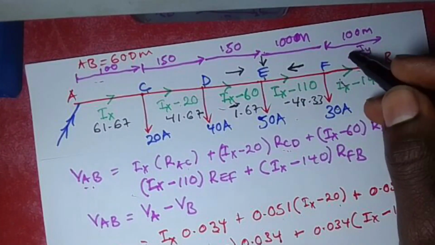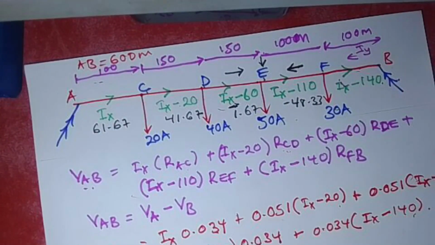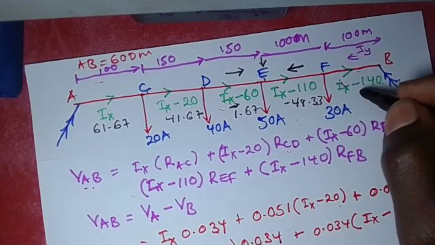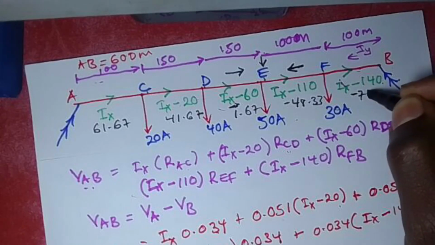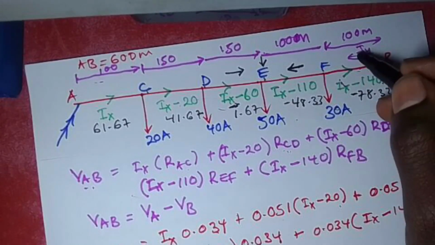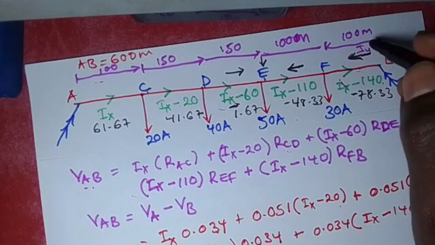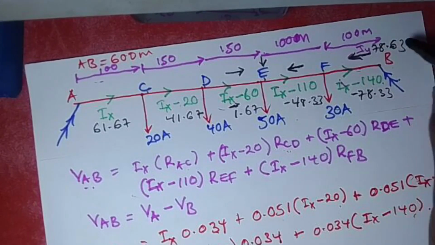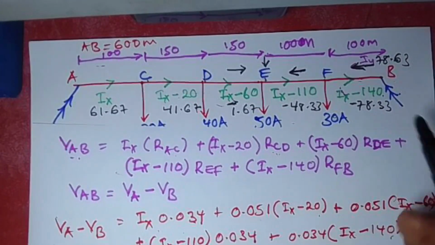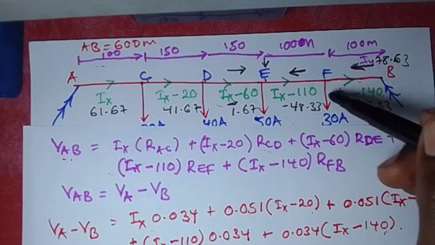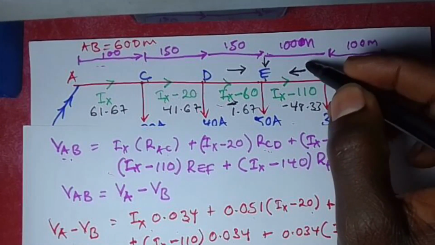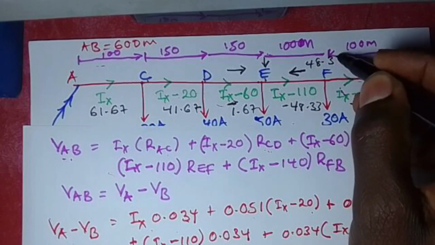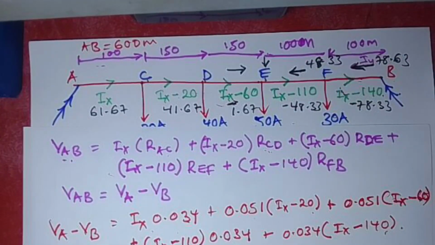Then similarly, let's calculate for the current flow in this side. It will be 61.67 minus 140, so that is giving me negative 78.33. The negative simply means we have a positive current of 78.63 flowing in the opposite direction. So here we have 78.63 and here we have 48.33. Just simply like that.